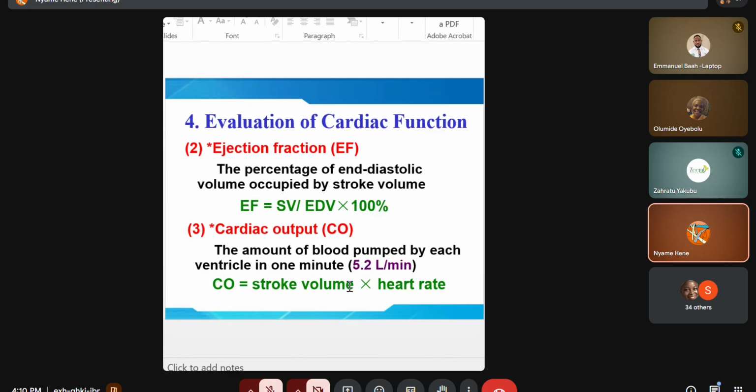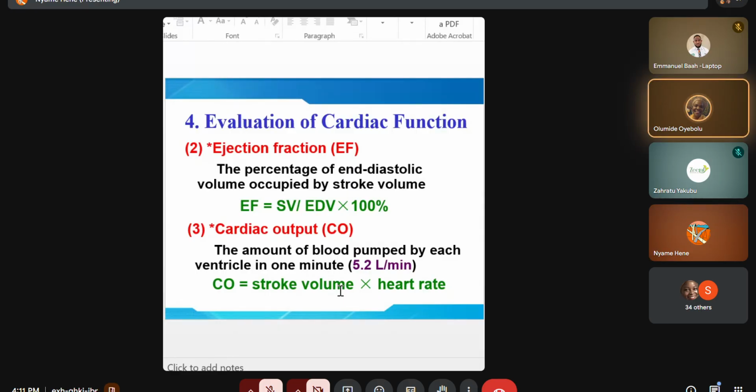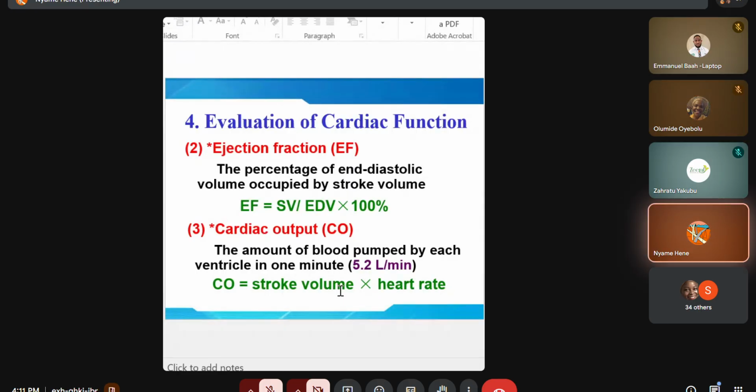You understand? But the whole thing happens within that 8 seconds. So the focus is mostly at the left ventricle, because that is where it supplies to all parts of the body. Yes, but the cycle is occurring in every ventricle.